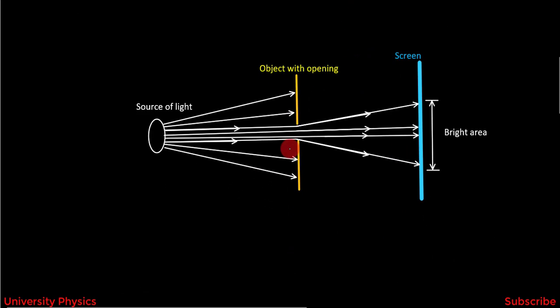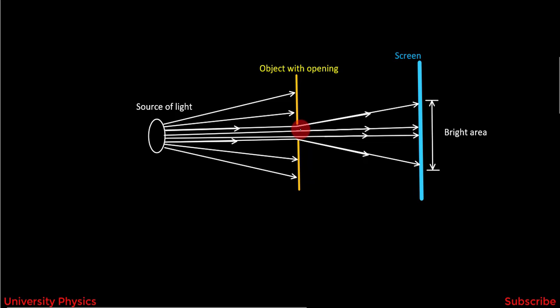Similarly, if we make an opening in any object and place it between the screen and the source of light, as shown in this figure, this one is the object which has a small opening, or we can call it a hole, and this is the source of light and this is the screen. So when the light rays pass on this object, in this area the light rays will be blocked, and also in this area the light rays will be blocked, and the light rays will pass through this opening.